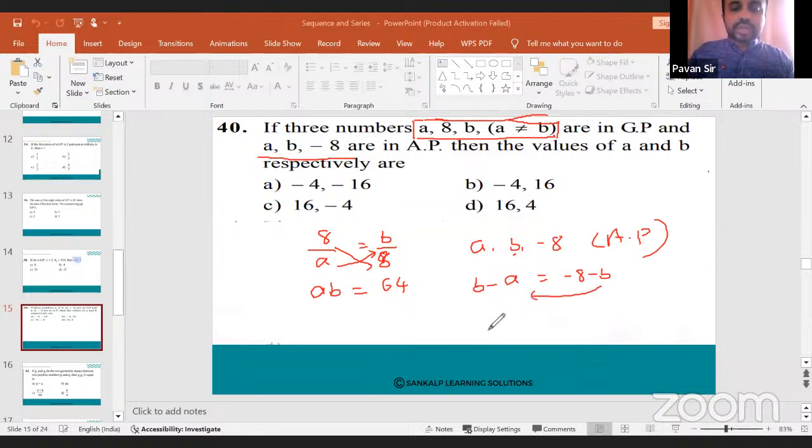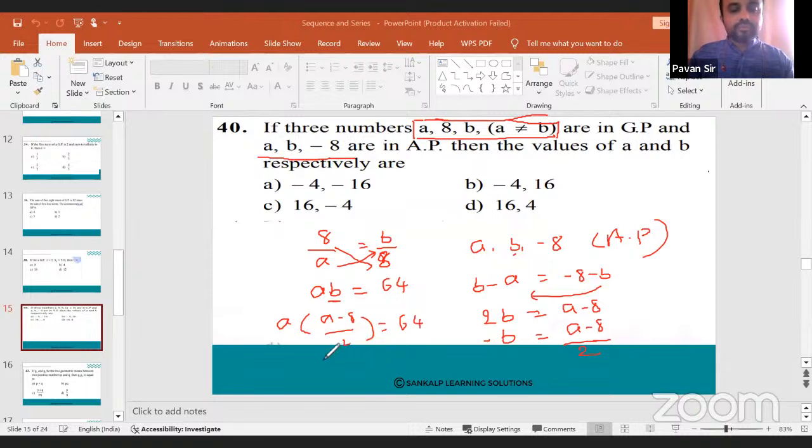So what is B here? If you transpose B to the other side, B plus B will become 2B. So 2 times B is equal to A minus 8, so B is equal to A minus 8 upon 2. Now solve A and B. A into B is 64, and B is A minus 8 upon 2. Use the value of B here, so A into A minus 8 upon 2 is equal to 64.